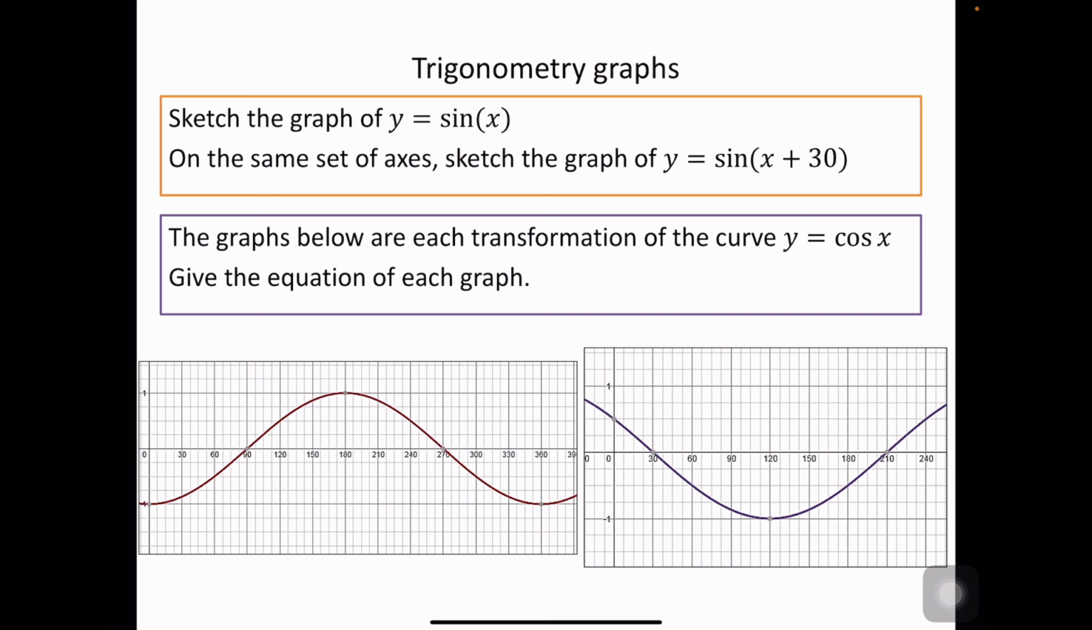So here we have another example for you guys to do. You could pause this video, have a go answering it right now. If not, continue listening and I will do it with you guys. Sketch the graph of y equals sine x. On the same set of axes, sketch the graph of y equals sine x plus 30. Okay, so that's question 2. So let's do it one by one.